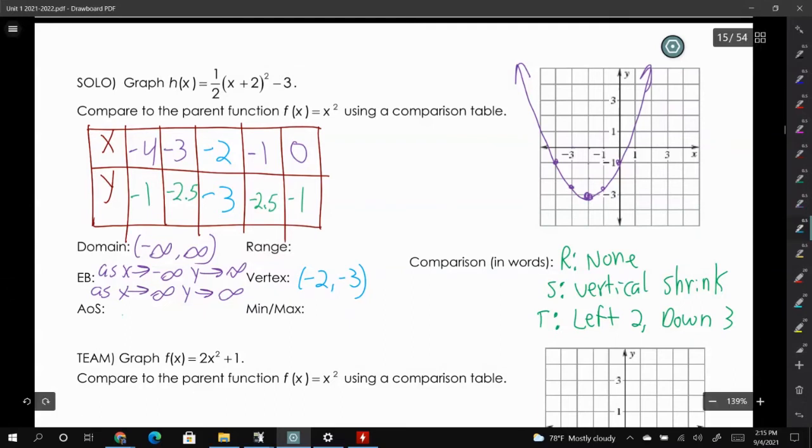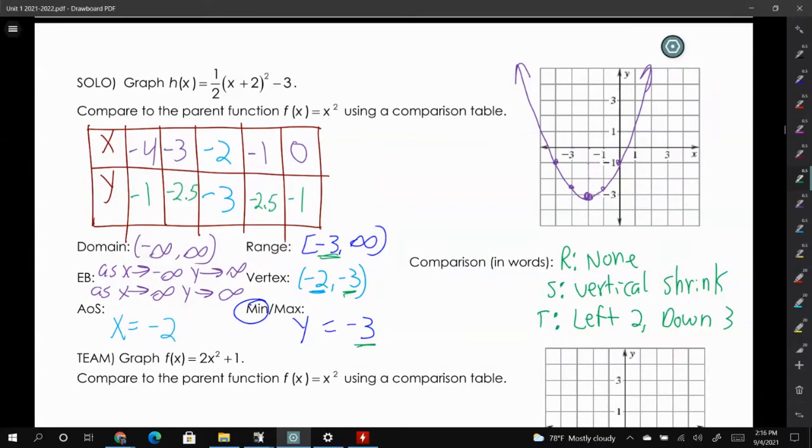Axis of symmetry, that is x equals the x coordinate of my vertex. Your range is going to be -3, infinity, because our graph is opening up. And then our min or max, we have a minimum this time at y equals -3. And again, you want to double check that your range, vertex, y coordinate of the vertex, and your min or max all have the same number there.